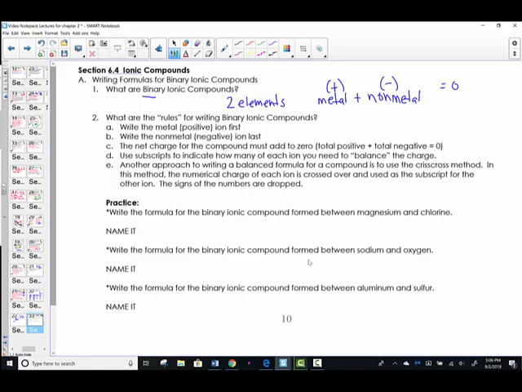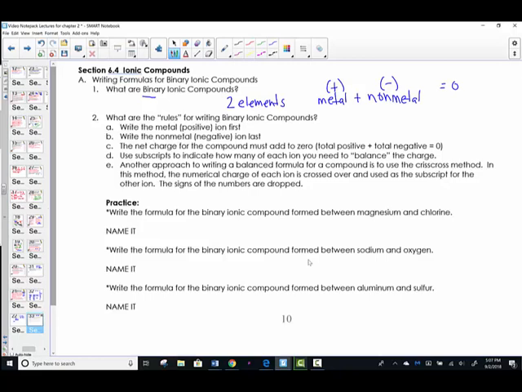A binary ionic compound is a compound that consists of 2 elements. The first will be a metal, which is positively charged. The second will be a non-metal, which is a negative charge, combining them in a ratio that produces an electrostatic neutral compound. And by those rules, we will always write the metal ion first. Positive is always first. Then we write the negative that ends in -ide when we name them. We know that the net charge of the compound must always add to 0. And we use subscripts to indicate how many of each ion you need to balance the charge.